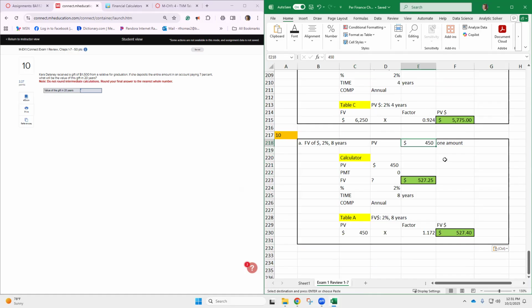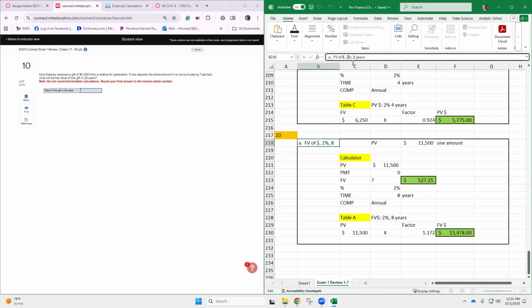She got $11,500 for graduation. Wow, that's nice. Okay, what is the future value of it if she socks it away in an account that pays 7% and leaves it there for 20 years to let it build and build, but she's not going to add any more to it, right? So we want 7% and 20 years. Yep. I'm going to make sure I got my numbers right.